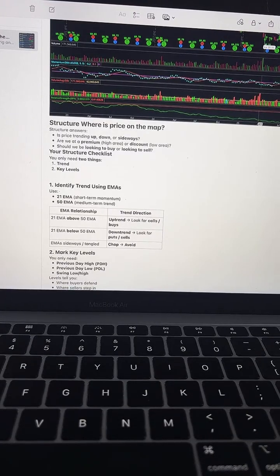Now, with the checklist, you only need 2 things for your structure: a trend and some key levels. Again, there are only 3 market structures. You're going to be either in an uptrend, a downtrend, or consolidating sideways.